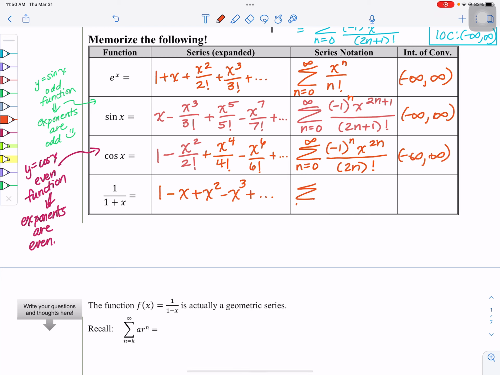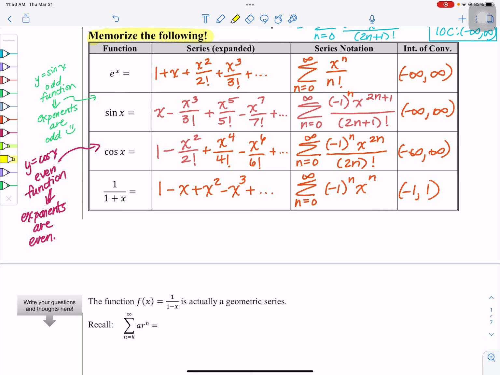So this is the sum from n equals 0 to infinity of (-1) to the n, x to the n. Now this radius of convergence is from -1 to 1. So that's important. You will have to memorize all of these, okay? This shouldn't be too difficult. You could take a look at each one and come up with some sort of way to memorize those.